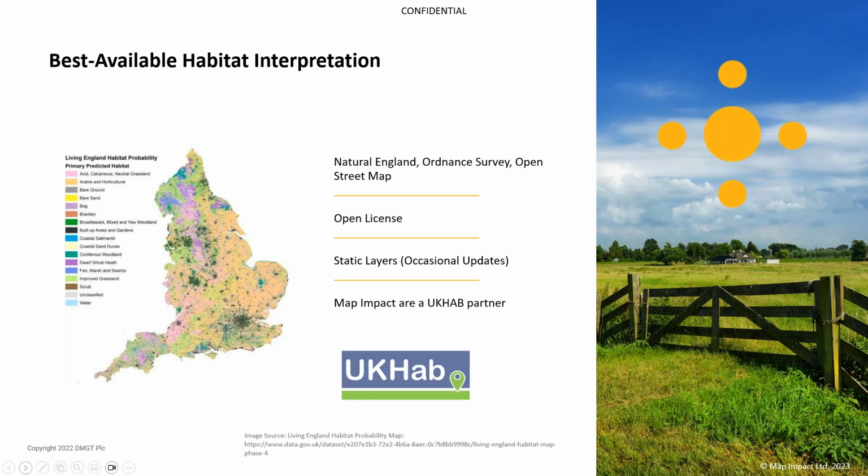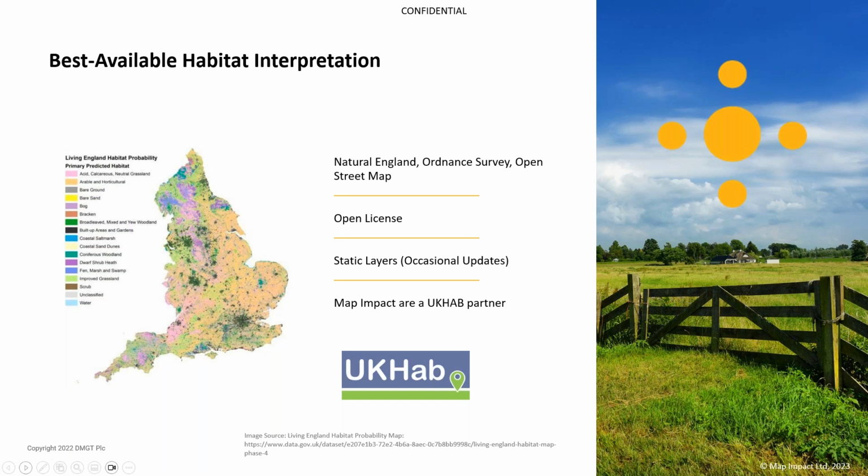We've taken all those habitat layers and then aligned them with UK HAB, which is quite important. UK HAB are the classification system that goes behind that DEFRA calculator. Map Impact are a UK HAB partner, so that partnership is really important for us because it shows that everything we're doing is aligning closely with how DEFRA are mandating this work.